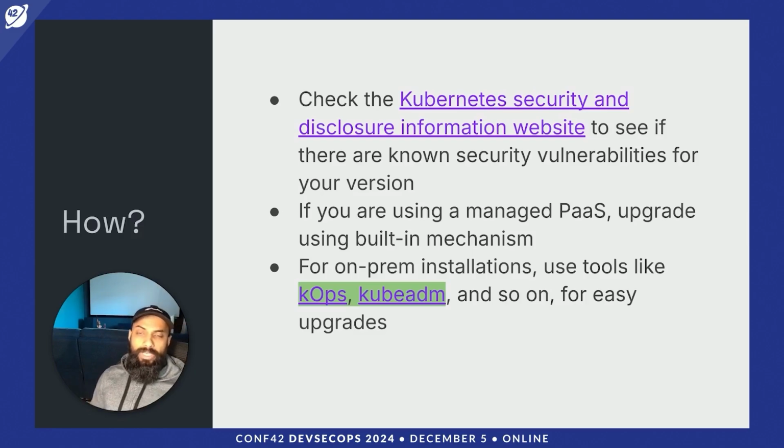You can check the Kubernetes security and disclosure information website to see if there are known security bugs for your Kubernetes version. And if you are using a managed PaaS, like GKE or AKS, it should be pretty easy to upgrade. For on-prem installations, there are tools like Kops, kubeadm, and so on, that make it easy to upgrade clusters. So use any of these available options to keep your cluster up to date.